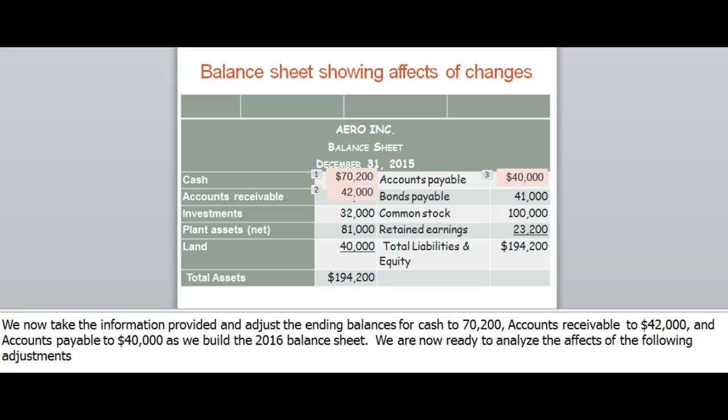We now take the information provided and adjust the ending balances for cash, again for $70,200, accounts receivable to $42,000, and accounts payable to $40,000, as we build the new 2016 balance sheet. We are now ready to analyze the effects of the following adjustments.